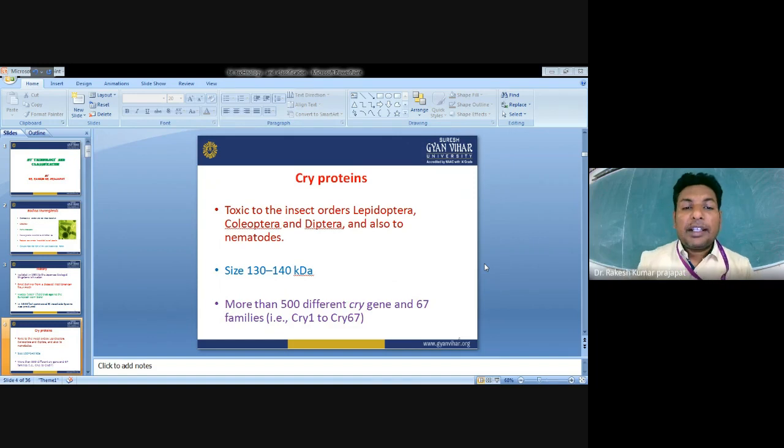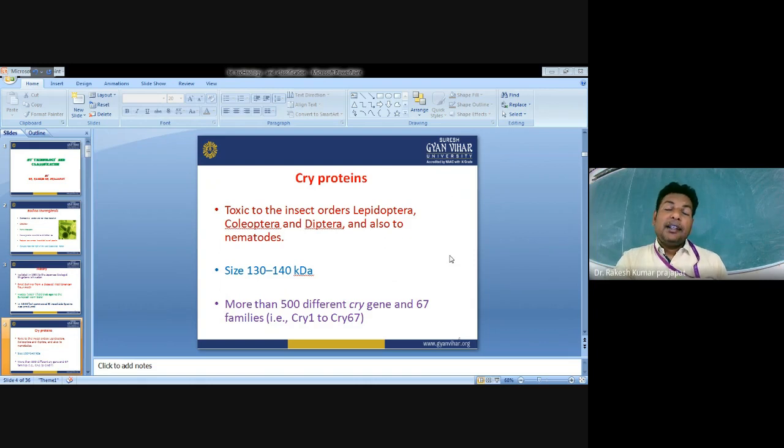The Cry proteins are toxic to the insect orders Lepidoptera, Coleoptera, and Diptera, and also to different classes of nematodes. These Cry proteins are the proteins encoded by the cry genes. Cry genes are nothing but the Bt genes. They are present in the genome of the Bt bacteria, Bacillus thuringiensis.